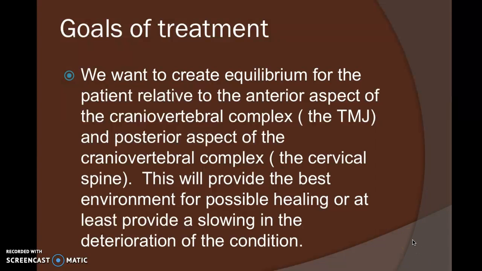So the goal of our treatment for physical therapy of the temporomandibular joint is to create equilibrium for the patient relative to the anterior aspect and the posterior aspect of the complex. So anteriorly we have the TM joint, posteriorly we have the craniovertebral complex. So when we have equilibrium between the front and the back of this area, we allow the body to heal itself.